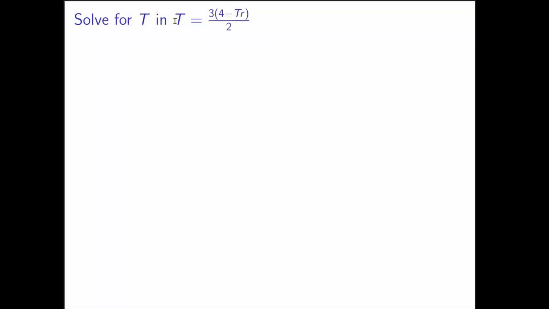Solve for t in this equation. I'll read off the equation. T is equal to a fraction where the top is 3 times the quantity 4 minus tr, and then that is all over a 2.